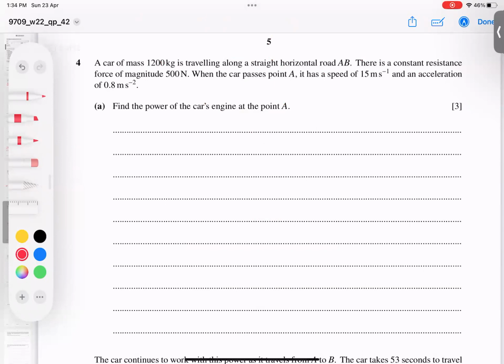Question number four: a car of mass 1200 kilograms is traveling along a straight horizontal road AB, and there is a constant friction of 500 newtons. First we read it properly. Speed at A is 15 and acceleration at A is 0.8. Friction force is 500 newtons and mass is 1200 kilograms.